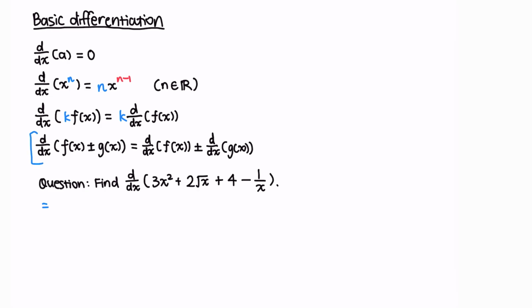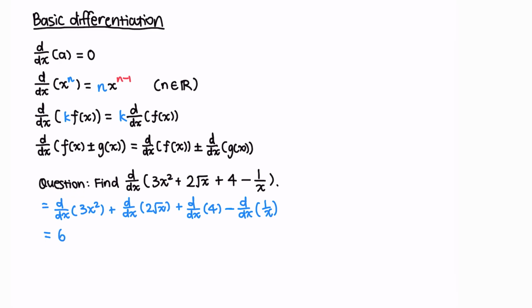From this last rule over here, we know that we can just split it up into many different parts. This is just d over dx of 3x squared plus d over dx of 2 square root x, and I just finish the rest. Now let's apply power rule. 3x squared differentiated becomes, if you bring the power down, 3 times 2, and then x to the power of 1. Next up, this is just 2x to the power of half.